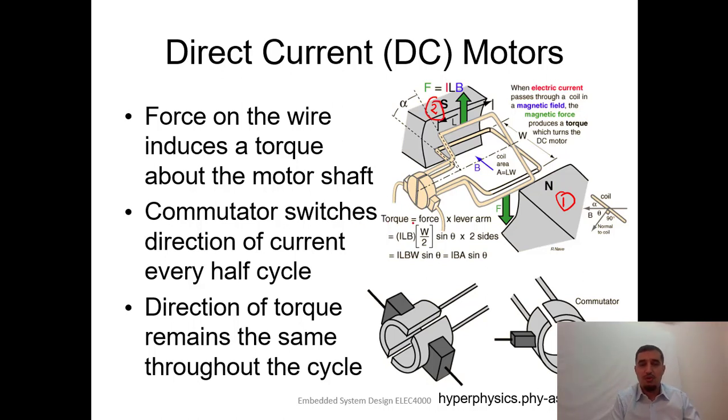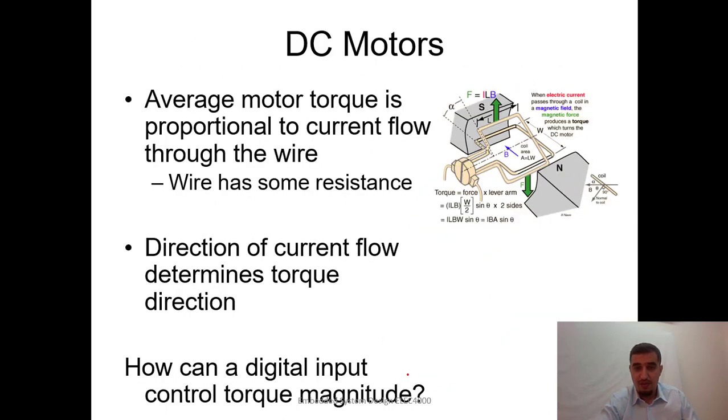This is the first one and this is the second magnet, and these are the equations for the force and torque. You can see that the torque is equal to the force multiplied by the lever arm, which is basically this equation. The force on the wire introduces a torque about the motor shaft. The commutator switches the direction of the current every half cycle. The direction of the torque remains the same throughout the full cycle because we have these connectors that keep shifting every time, and you can see that this is very important.